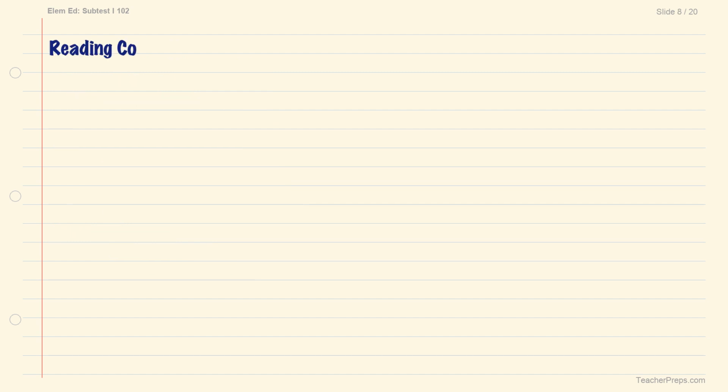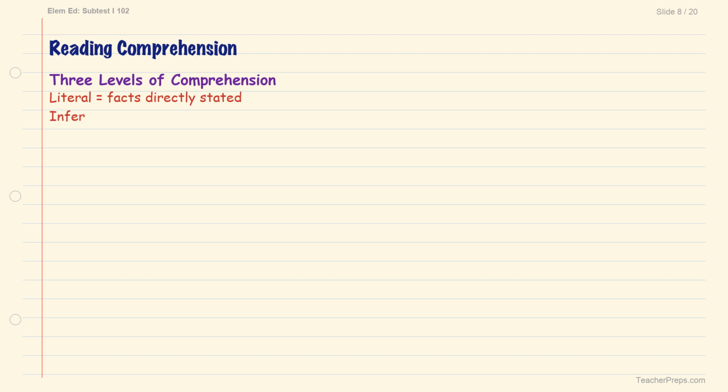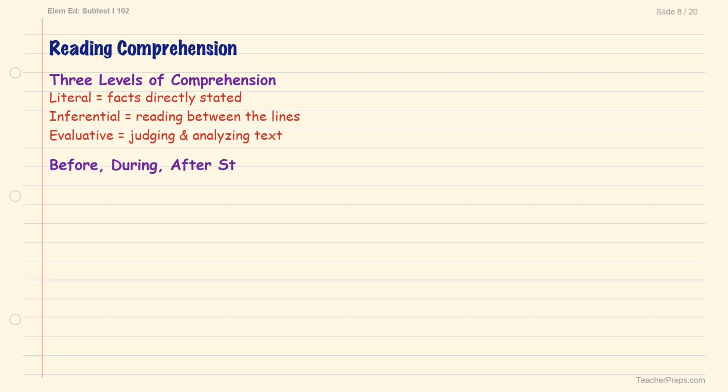Reading comprehension is the ultimate goal of reading instruction. Know these 3 levels. Literal means understanding facts directly stated in the text. Inferential means reading between the lines, drawing conclusions not explicitly stated. Evaluative means judging and analyzing the text, forming opinions about the author's purpose.